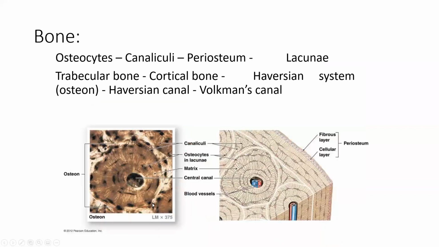This is how bone appears on a histology slide. So in order to identify bone, you want to look for the presence of an osteon. An osteon is the basic unit of bone. Here's a really good schematic.